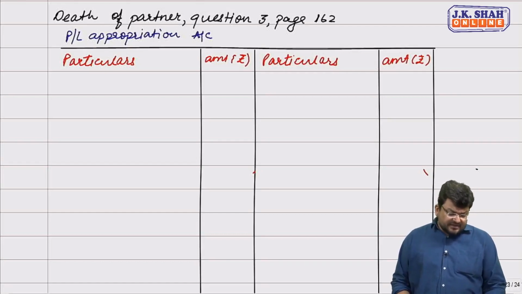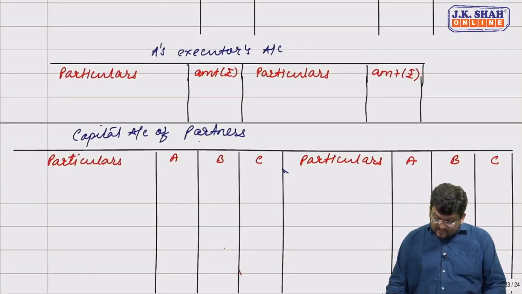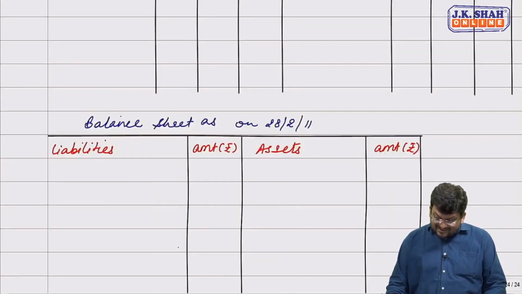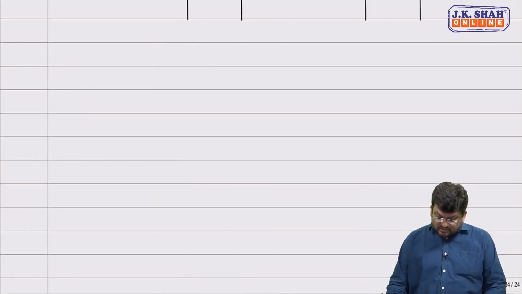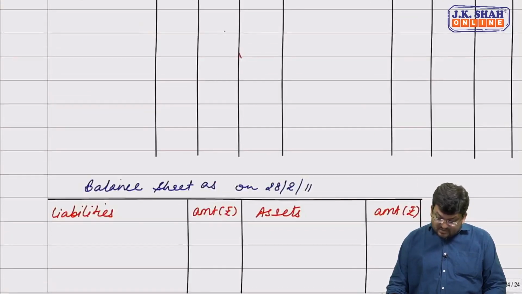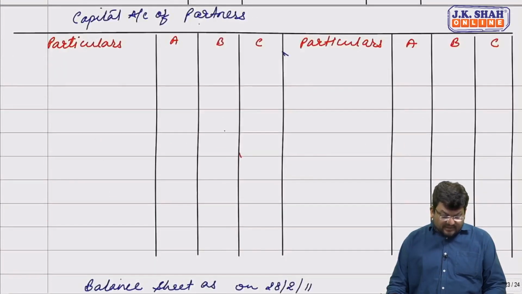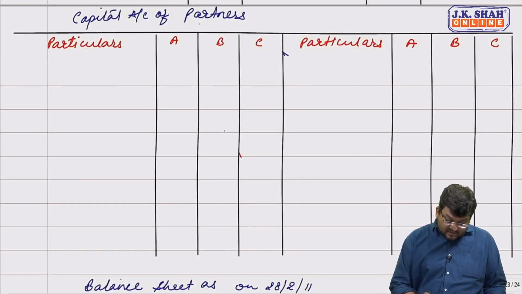We'll start with the balance sheet which is given. In the balance sheet, we are given loan to A 4,000. Now at the time of reconstruction, will A repay back his loan? No sir. A's loan will be adjusted to his capital only. Capital balances are 10,000, 6,000 and 5,000.